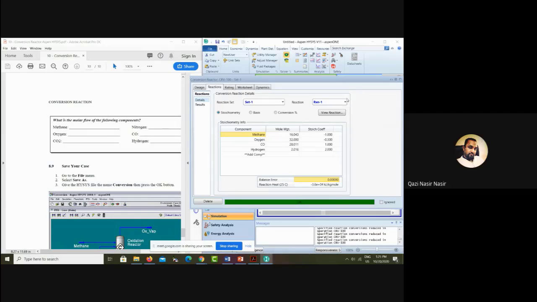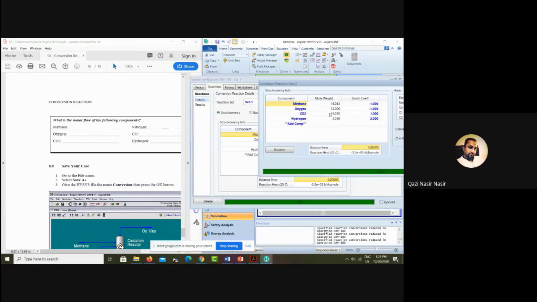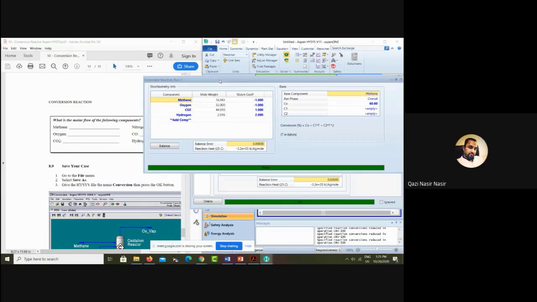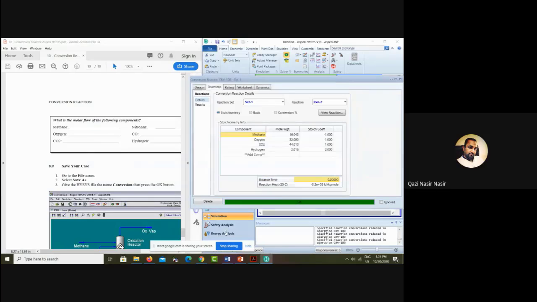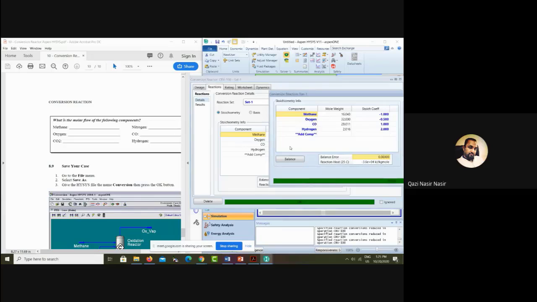If you want to see the different reactions inside the set, you can go to one and you can see two. Even if you want to open a reaction, you can click and open it. If you make a mistake, you can open it from here instead of going back. You can open reaction number one from here and play with it.